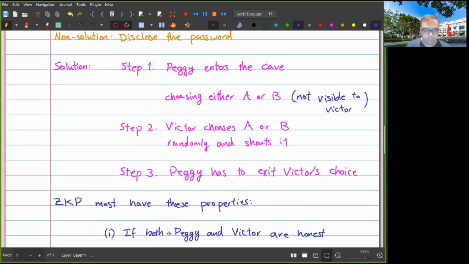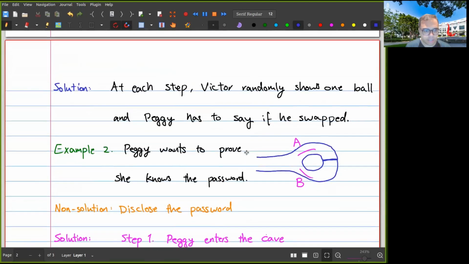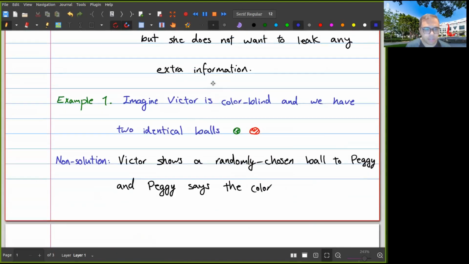Now, what do I mean by this? Let's just look at these two examples. Let's actually look at the first example. So suppose that you're Sarah and Victor comes to you and says, hey, Peggy knows the colors of these two balls, and I've made a recording.